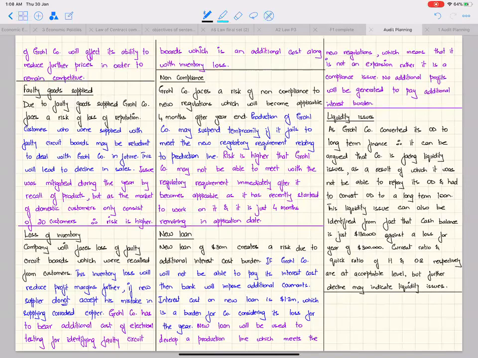Now see, this point of liquidity issues was not a normal point. I have argued different things in it. I have tried to prove that yes, the company is facing liquidity issues. It is in an alarming situation because it was not able to pay its OD. Its cash balance is low and current ratio and quick ratio are also on borderline.